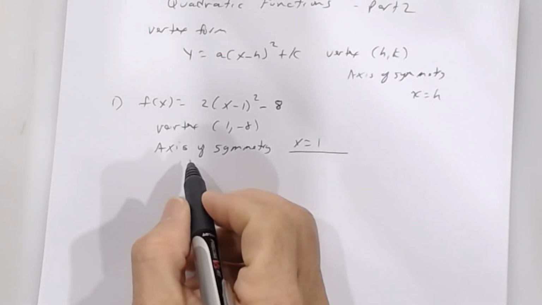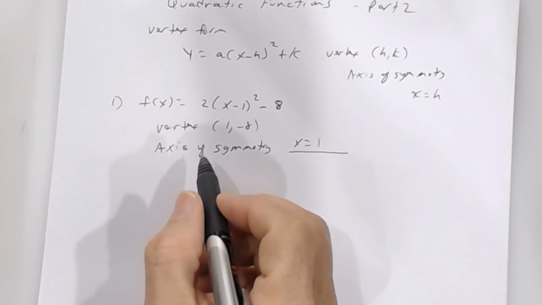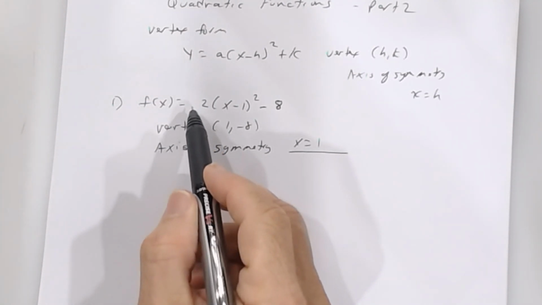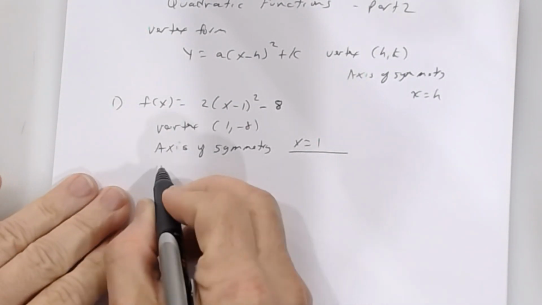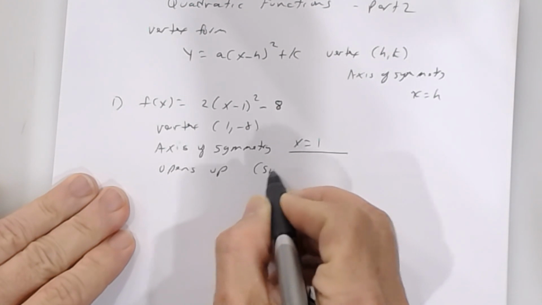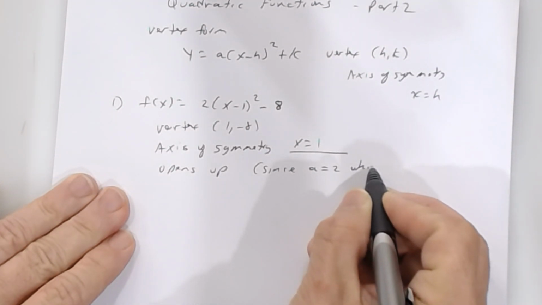Now, does this parabola open up or open down? Up. Why does it open up? Because it's a positive number for a. Because a is what number here? 2, and it's positive. So it opens up. All right, since a is equal to 2, which is positive.